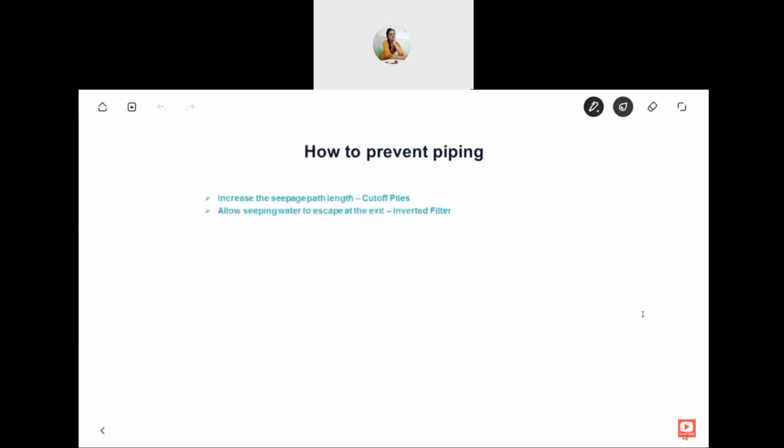So how to prevent this piping failure? One is, you can increase the seepage path, because at the exit there is less gradient. That can be done with the help of downstream cutoff piles, so the water has to go through. And also you can provide something called an inverted filter. At the downstream, if you provide an inverted filter, it is like you provide some drainage for the seepage water to escape, so that it doesn't cause the soil particles to dislodge. So that is one way of preventing piping. The main idea is to increase the seepage path length.